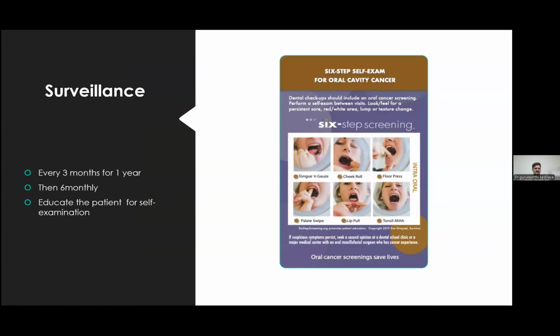So surveillance, as I told, is every 3 months, at least during the first year after surgical excision, and then 6 monthly, and also educate the patient for self-examination. Beyond 5 years, if the patient is not compliant enough for regular follow-up, he can be taught the 6-step self-exam for oral cavity cancer, as shown in the figure. This is the method where they look into the mirror and look for any kind of suspicious lesions by themselves.